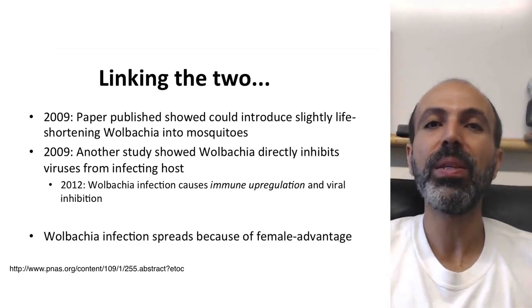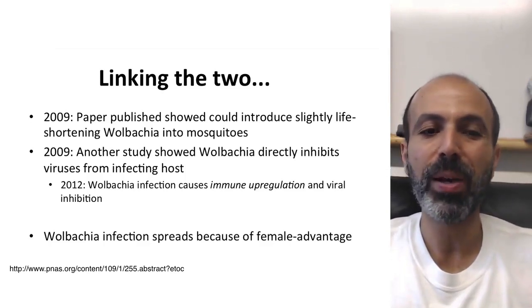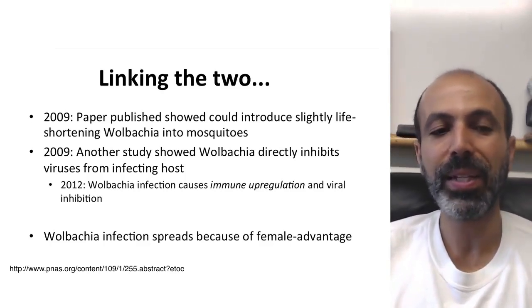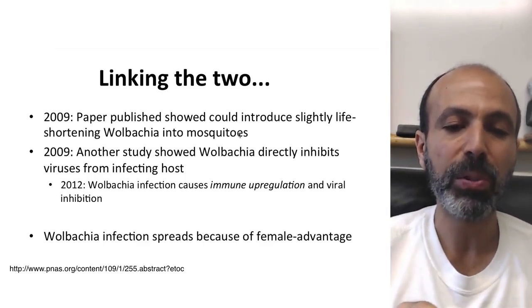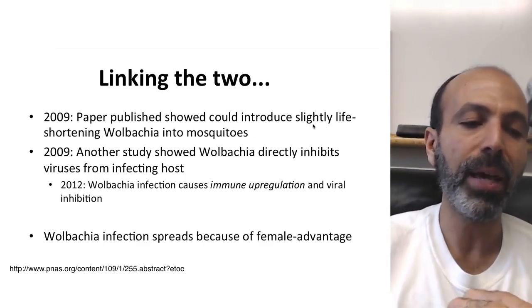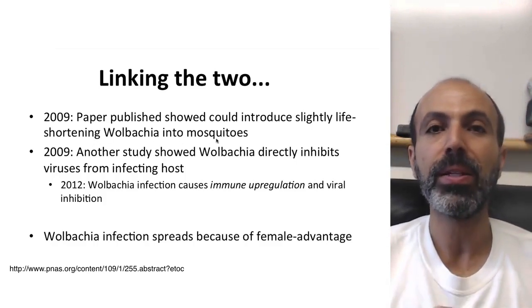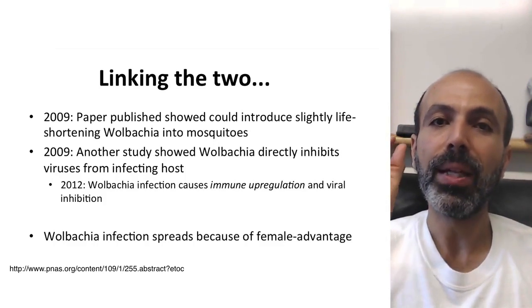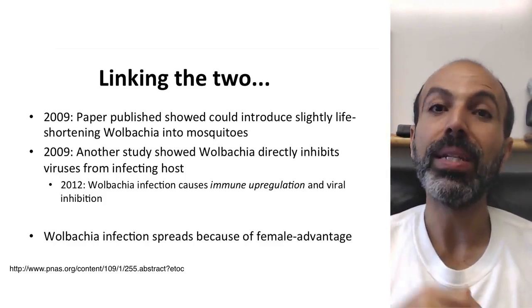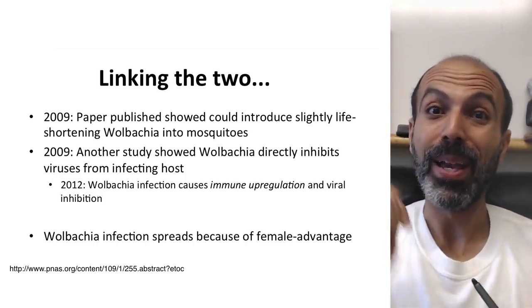Now, linking these two things together, it's easy for Wolbachia to spread in insect populations, and we have this dengue fever problem. In 2009, there were a couple of interesting papers. One was published showing that you could introduce slightly life-shortening Wolbachia into mosquitoes. By shortening the lifespan slightly of these mosquitoes, they were less likely to actually transmit dengue fever. That's pretty cool.